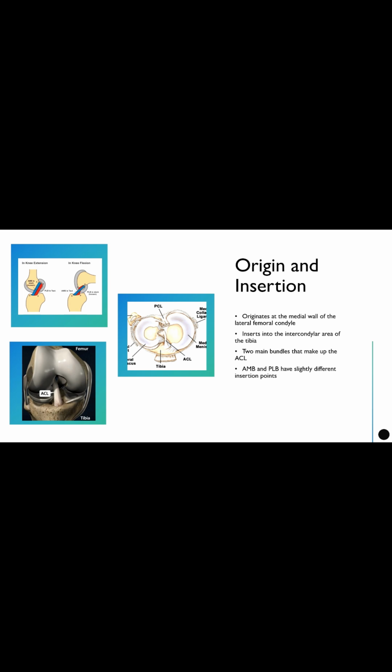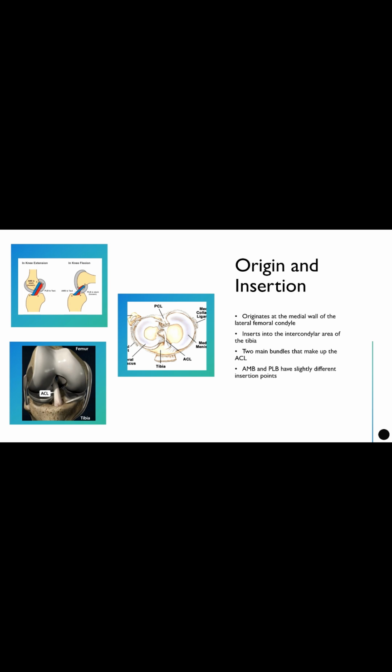On this slide, we will be showing the origin and insertion of the ACL along with some images. The ACL originates at the medial wall of the lateral femoral condyle. The femoral condyles are the two round structures that project from the end of the femur. The ACL inserts into the middle of the intercondylar area. This is the middle rough region of the tibia.